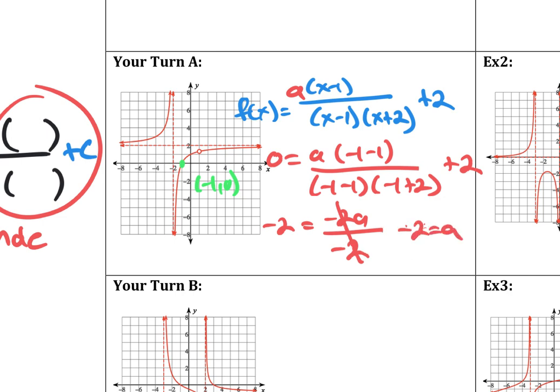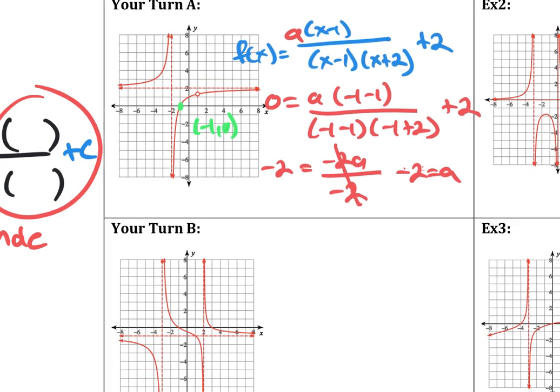All right, so once again, what we're going to do is take that value and substitute it in for our a value, which means what we're going to end up having here is, give me 1 second, f of x is equal to -2 times x minus 1 over x minus 1 times x plus 2, and then a plus 2 on the outside.